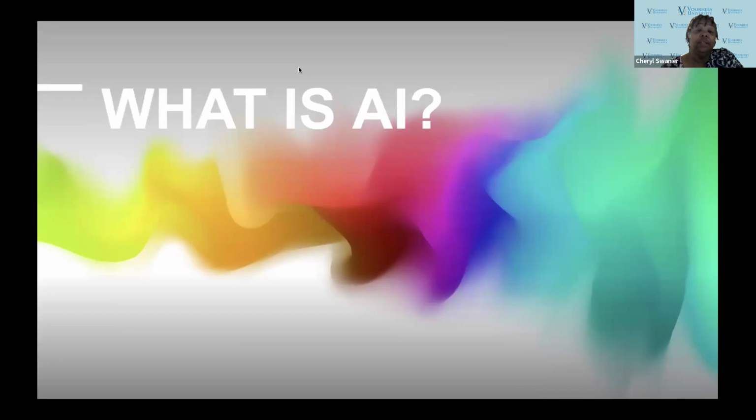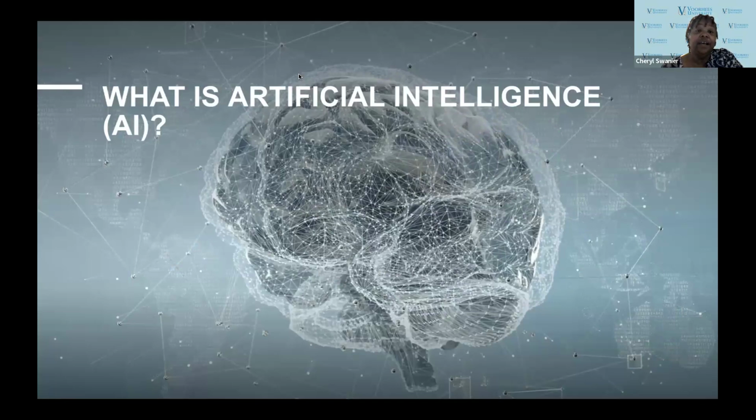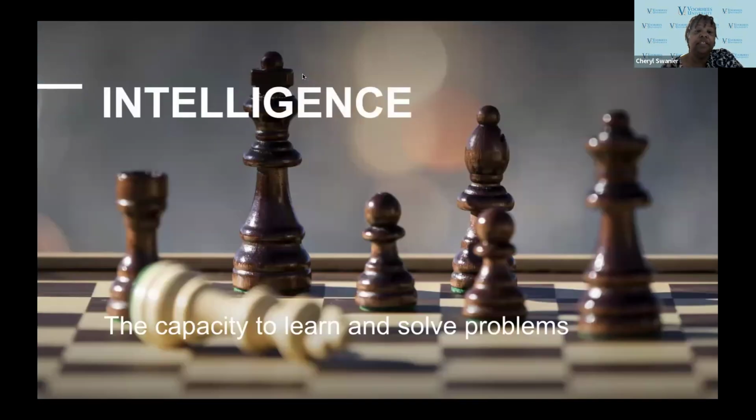So we've talked a little bit about artificial intelligence. And so when we think about intelligence, computer science is about solving problems. So when we think about intelligence, we're looking at the capacity to learn and to solve problems. And so when you look at AI, basically, we're training these machines, these robots, how to solve problems.